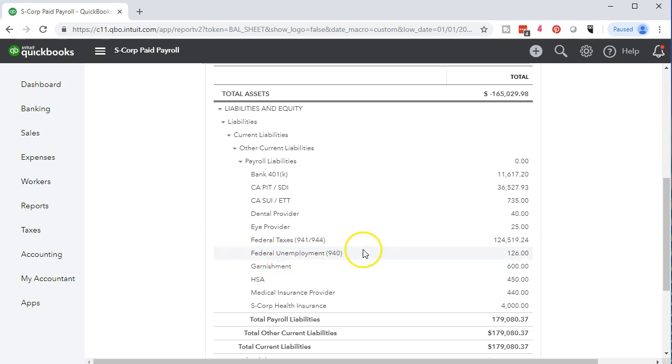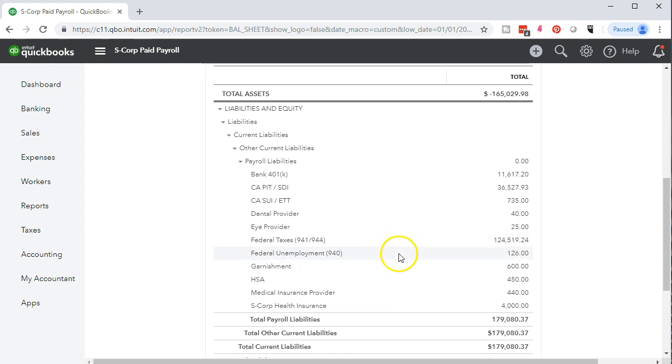The federal unemployment is broken out separately, the way QuickBooks is set up. And that's in essence because it's usually paid under different rules, and we have to report that separately on the Form 940. Unlike the federal taxes, this amount here is only a result of employer taxes, federal unemployment tax. So that's going to be a liability here.